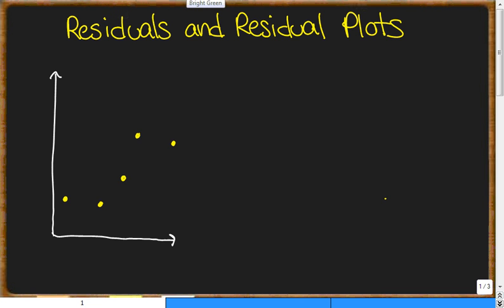Okay, so we're going to talk about several concepts today. We're talking about residuals, residual plots, what the coefficient of determination is, as well as how to do standard deviation of a least squared regression line.